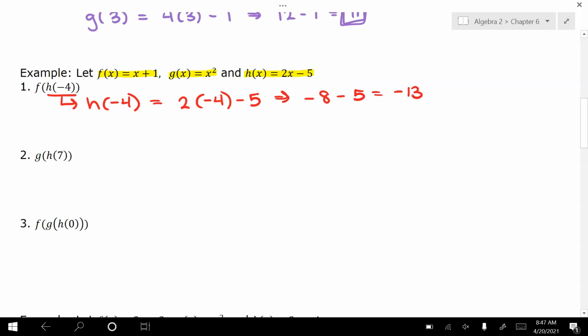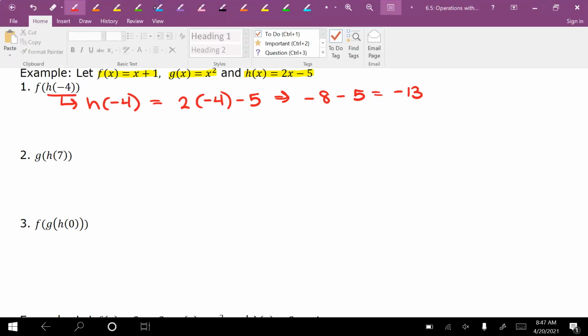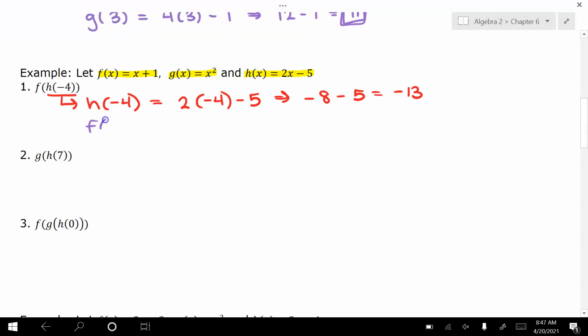So then I go back to f's function. So I'm going to take -13 and go back into f. And f's function says x plus 1. So we're going to do -13 plus 1, which is going to be -12. Okay, you guys try number 2, and then if you are wanting to try number 3, you can. Number 3 is a little bit more of a challenge because you have to do 3 different functions.